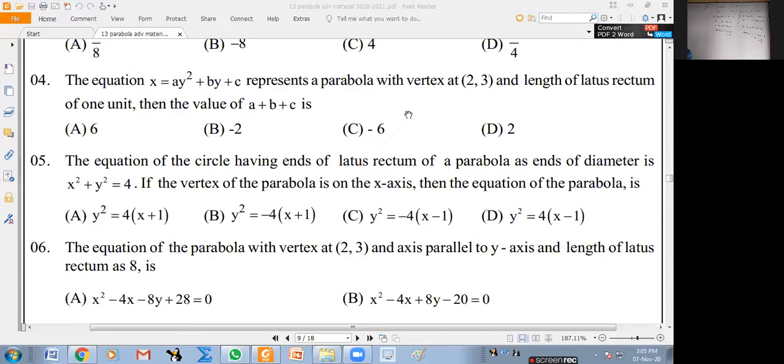So from the equation, you should understand the axis is parallel to the x-axis, and the vertex and latus rectum are given. So directly we are able to find it.